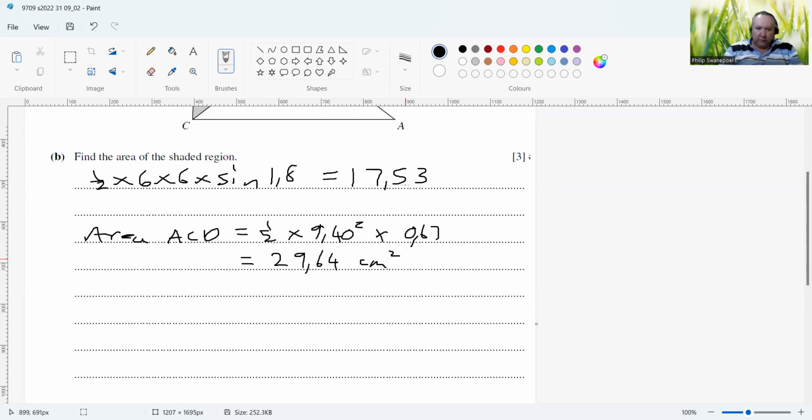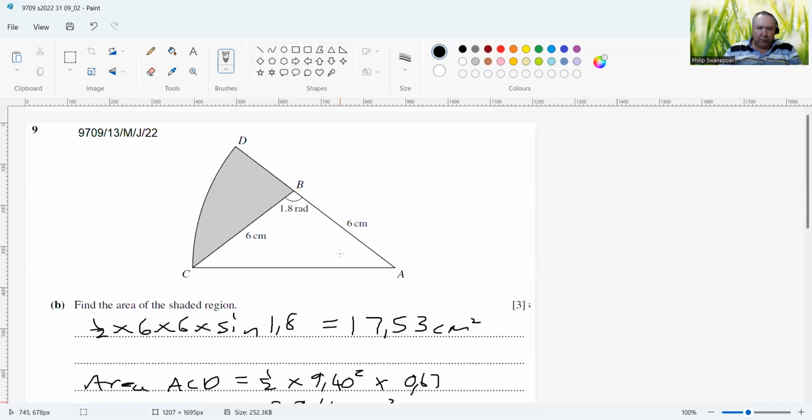Okay. And now to get the shaded region, we just say 29.64 centimeters squared minus 17.53 centimeters squared, which will give us 12.1 centimeters squared. Okay, so that's that one done.